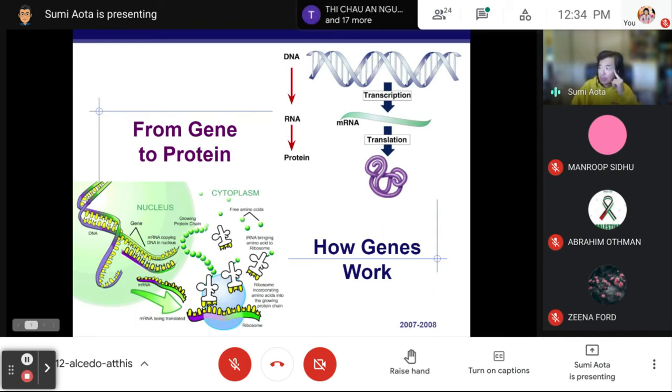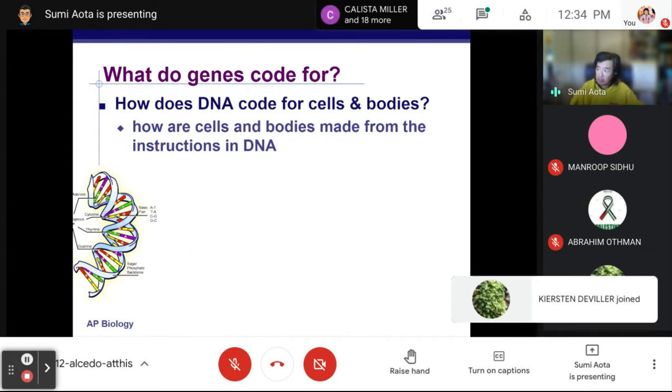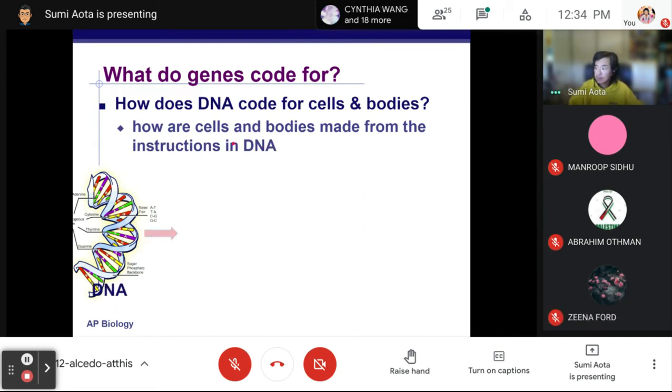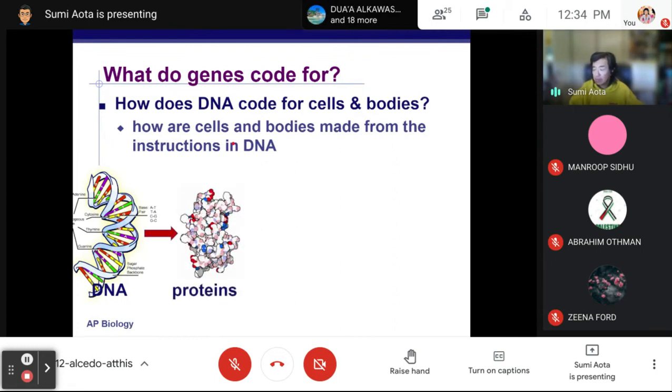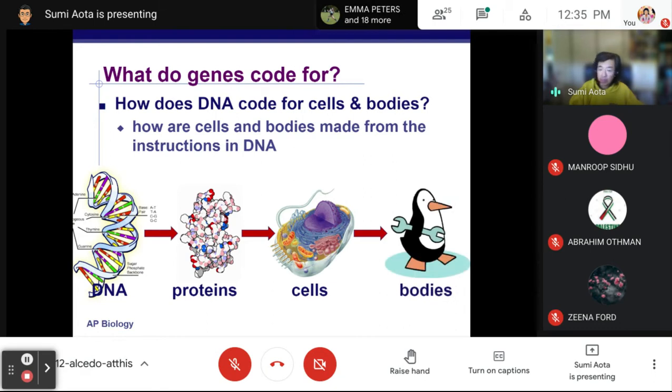So basically, we're going to talk about how genes work. Now, what do genes code for? So the basic questions: how does DNA code for cells and bodies? How are the cells and bodies made from the instructions in DNA? That's what we're looking at in this PowerPoint. So we start with DNA. That's going to make proteins. Those proteins then will function together in cells, which make up our bodies and our physical traits.